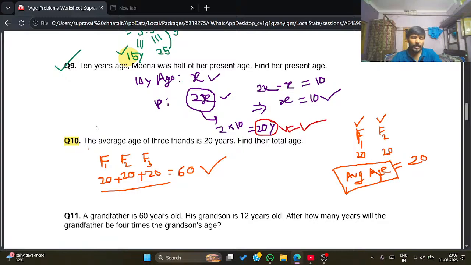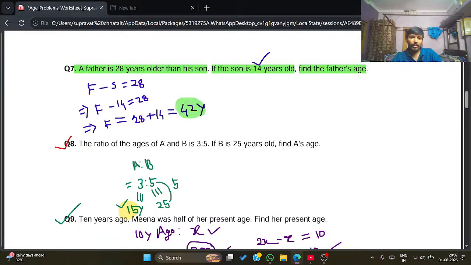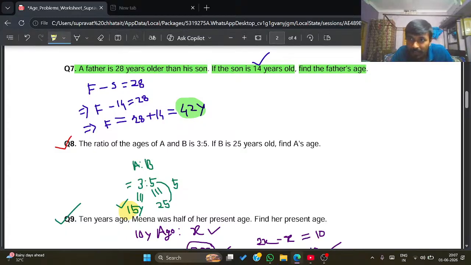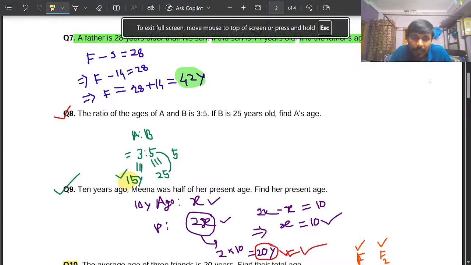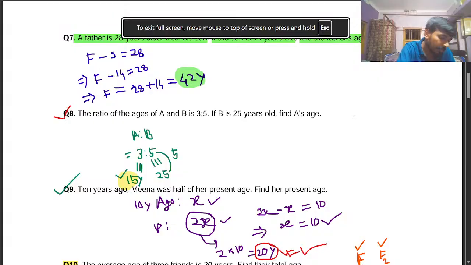I think from seventh number question opportunity. Okay, I am explaining it again.